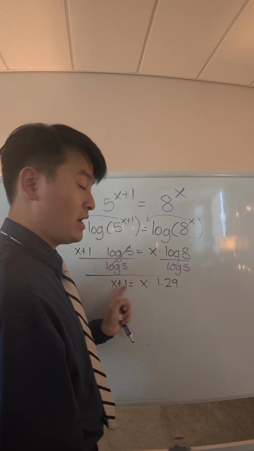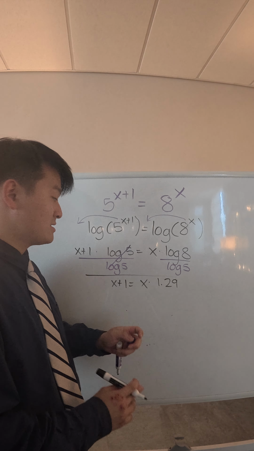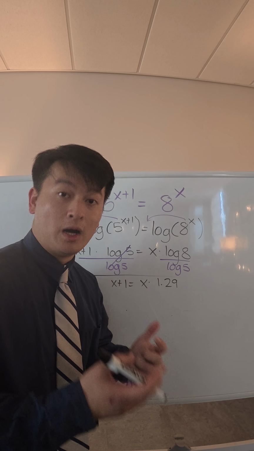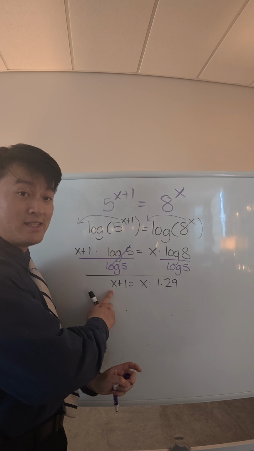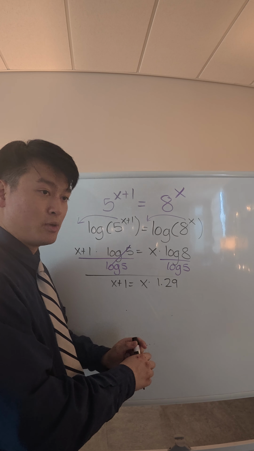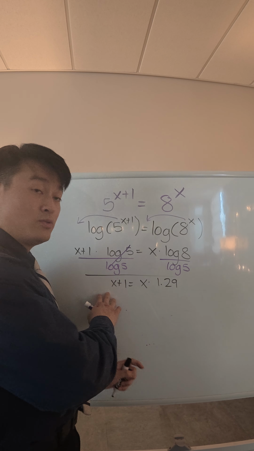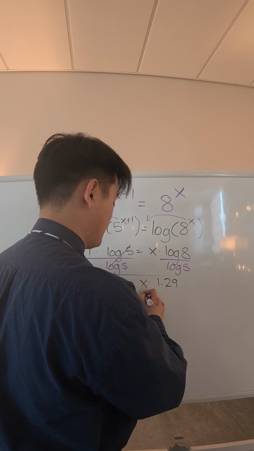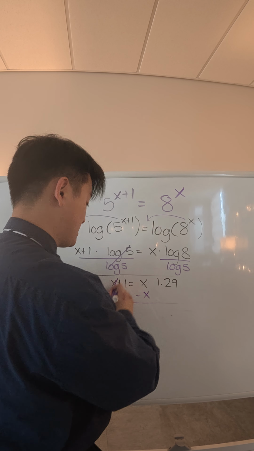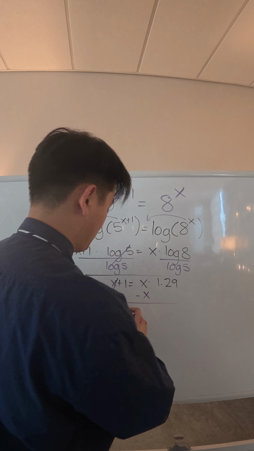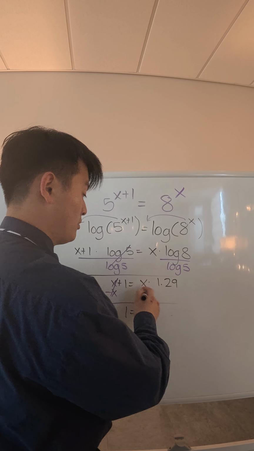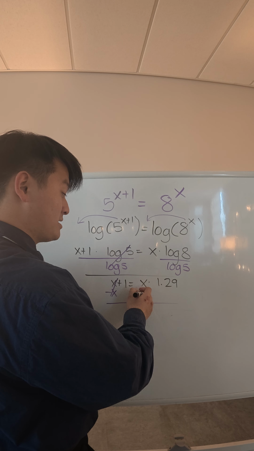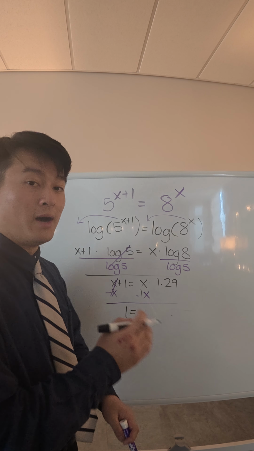And now, I notice that x's are on both sides, but I just want to have them on one side. I don't like this x because it's the most complicated part. I'm going to get rid of it by doing the opposite of positive x, negative x. I do it from one side to the next. The x's cancel out again, and all I'm left with is 1 equals whatever this is. This is basically saying 1.29 minus 1.